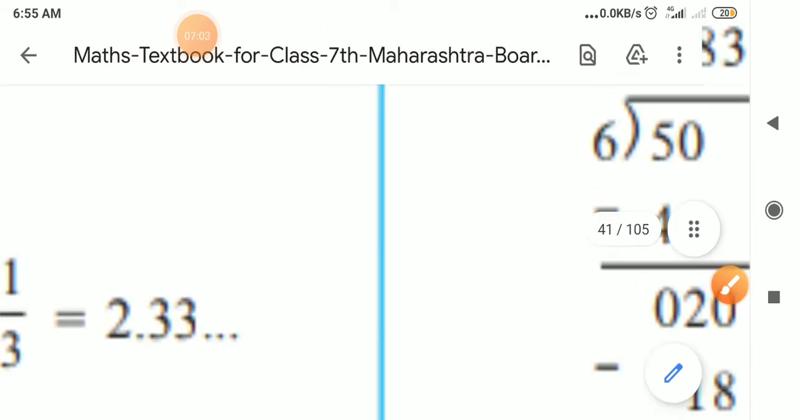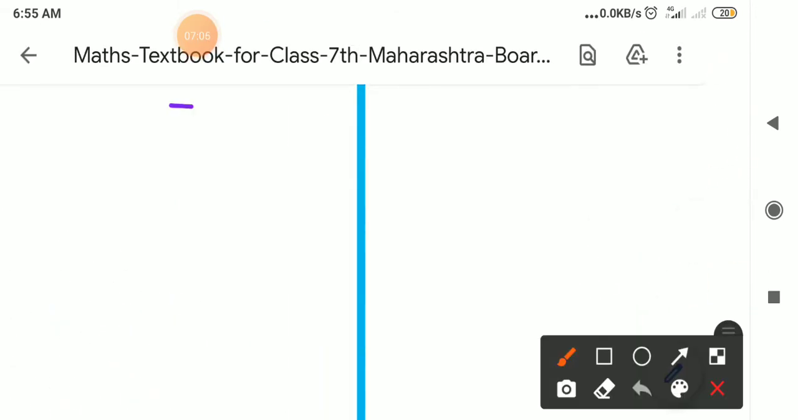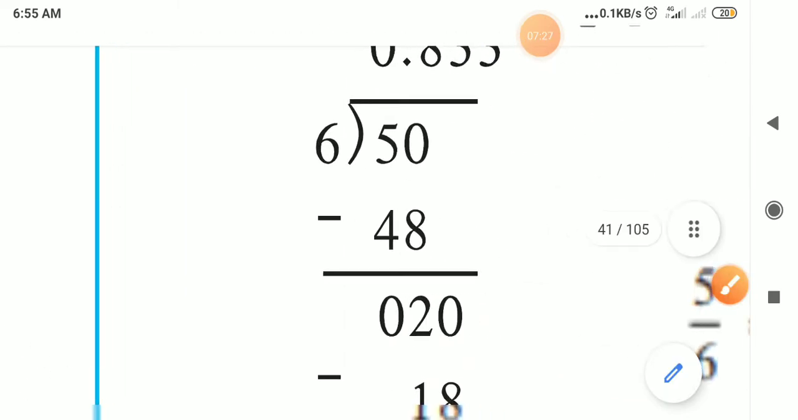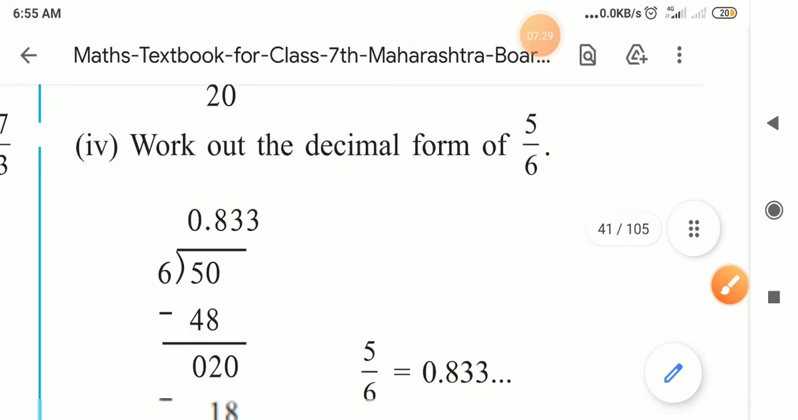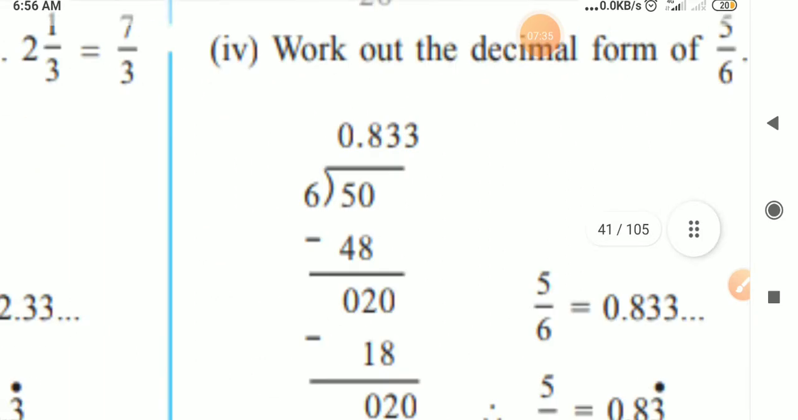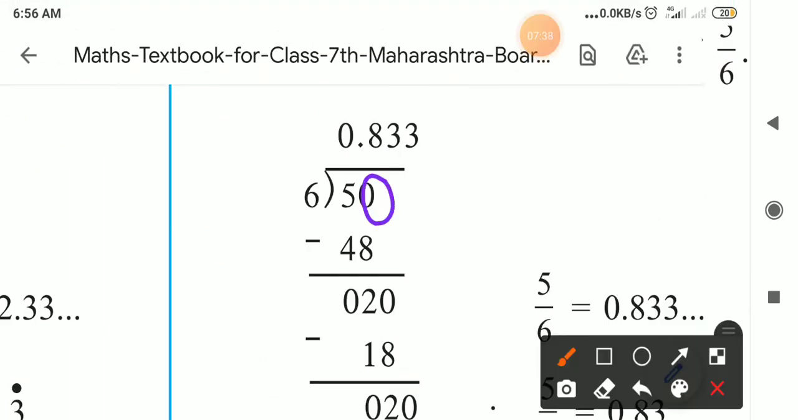And at last, 5 we have to divide by 6. So here 5 divided by 6. First of all, here is the question, the decimal form of 5 upon 6, here the mistake is there. Okay, here we want 0 but not at this place. So this is a mistake in the textbook.